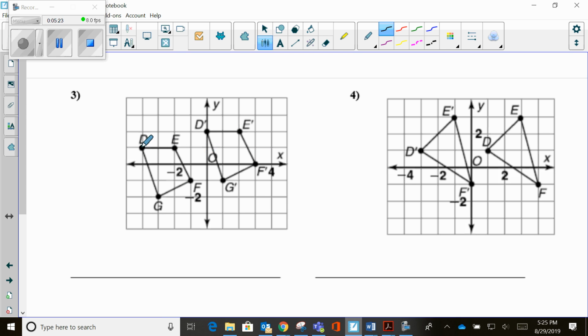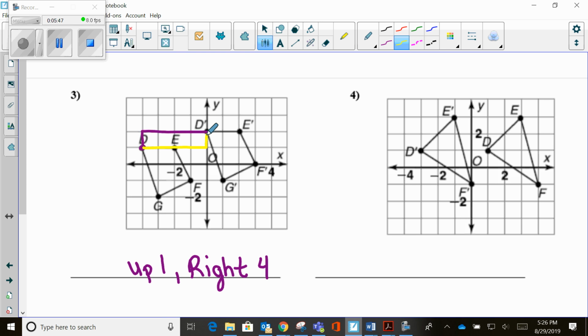So I'm starting here at D, and I'm going to move up 1 and to the right 4. So those are my directions. Up 1, right 4. You could have just gone right and then up, and you still would have been at the same point. So either way is fine.